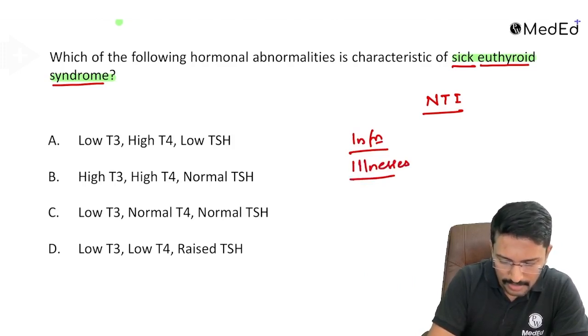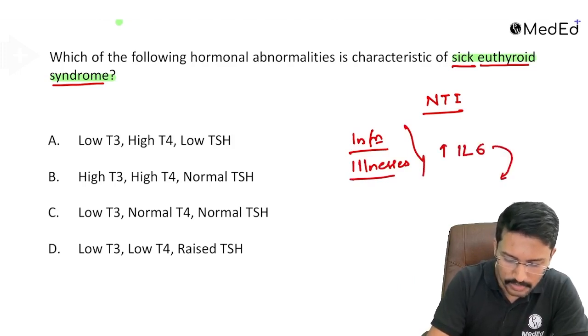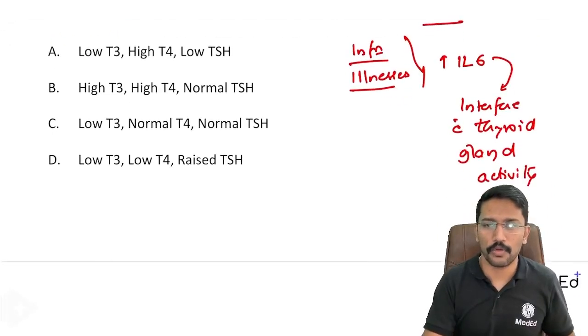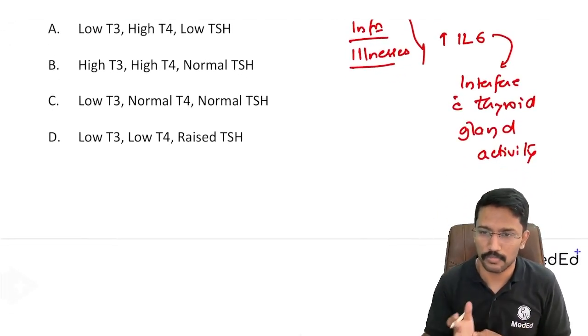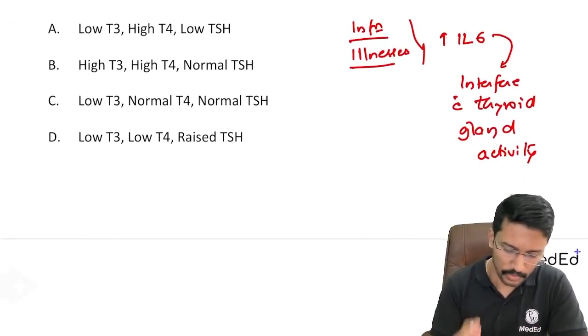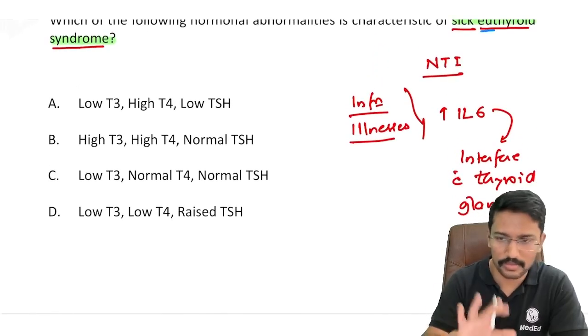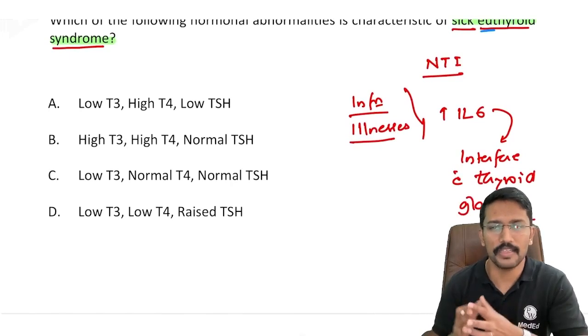There can be increased production of interleukin 6. Interleukin 6 can interfere with thyroid gland activity, but not so much so that a patient will dip into frank clinical hypothyroidism or hyperthyroidism. So that is why we are calling it sick euthyroid, because the thyroid status is finally normal. Now we see various patterns here.